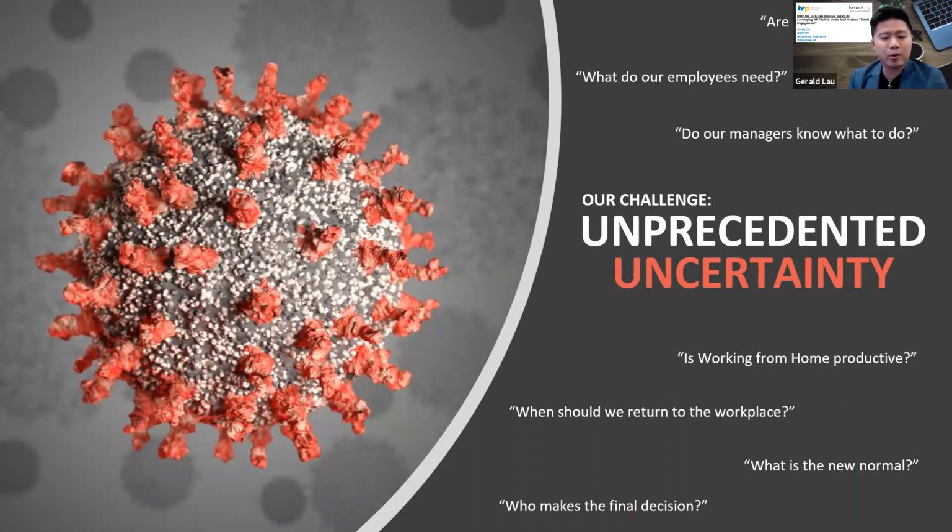So what's the first thing that we do? We work with the various leadership teams around the globe to first understand what is important to the business. And we primarily distilled it down to two things that were important to Wargaming. Number one, the well-being of our employees. And number two, the ongoing operations of our business. Very logical. Next slide, please.